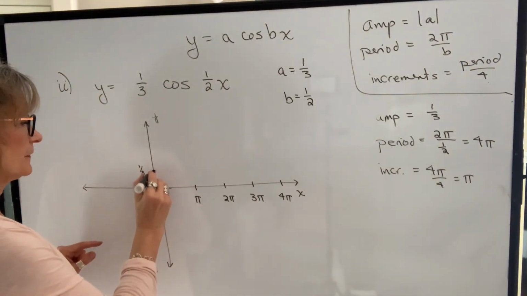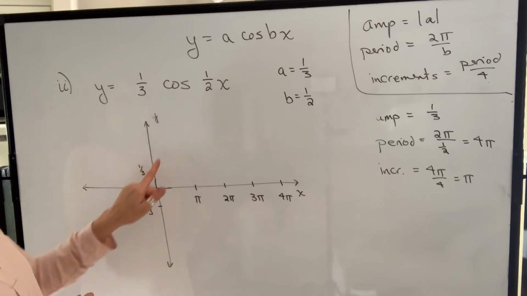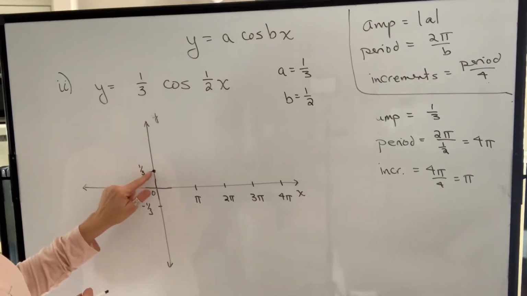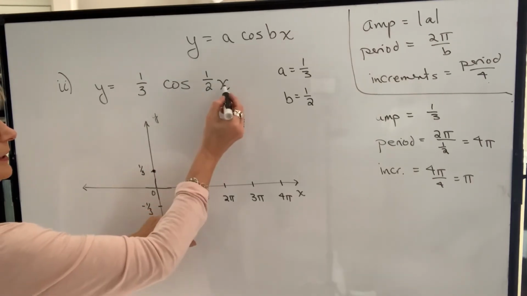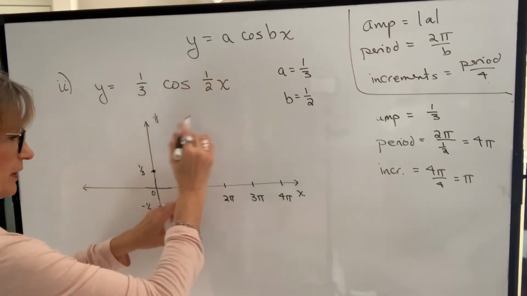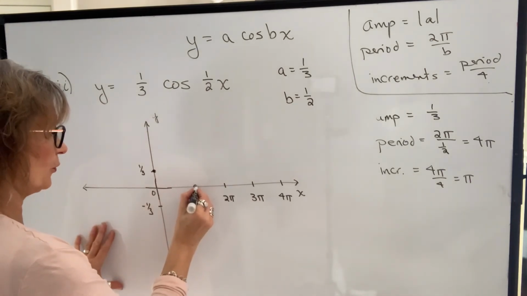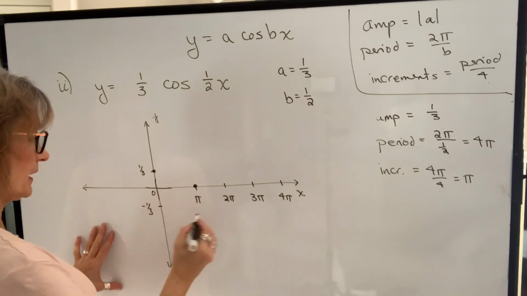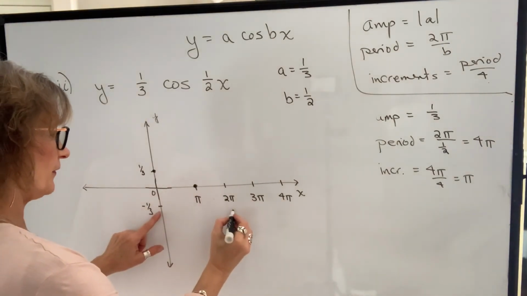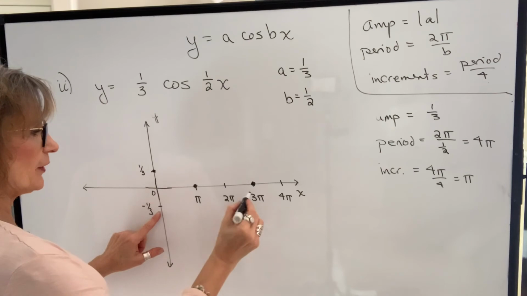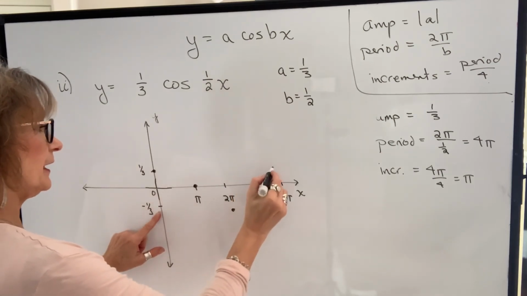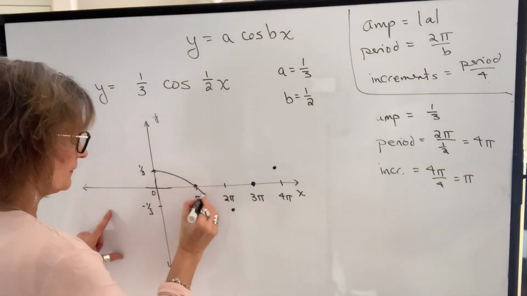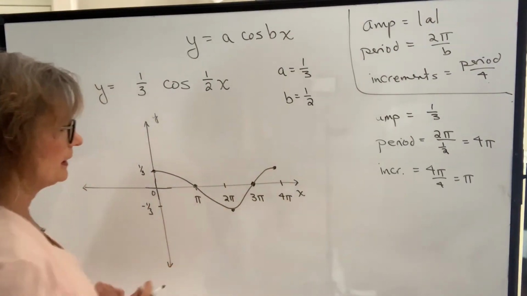So the graph starts with cos of 0 being 1, and then I multiply it by 1/3. Cos of pi times 1/2, and so on. I can actually calculate these points, but I know that my next point will have a y value of 0. At 2 pi, my y value will be -1/3. At 3 pi, my y value will be 0 again, and at 4 pi, it will be 1/3. So my graph is going to look like that.